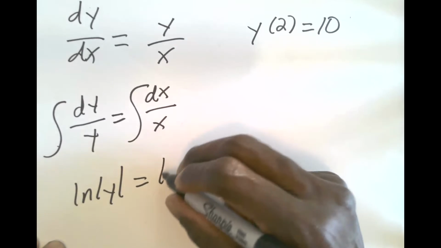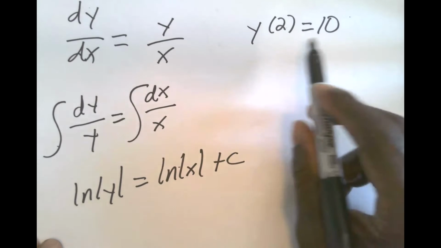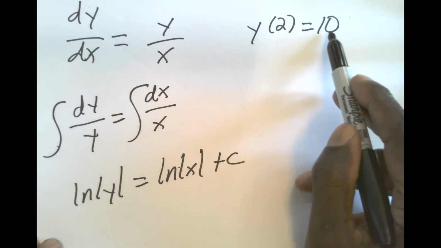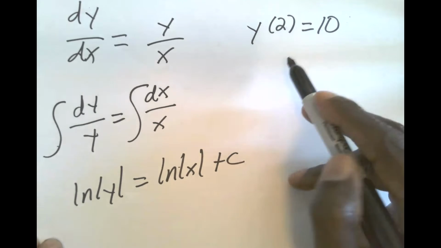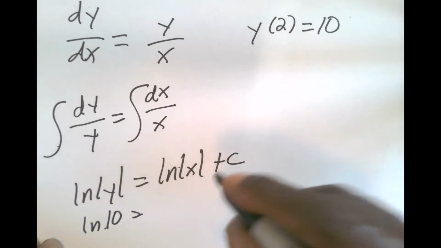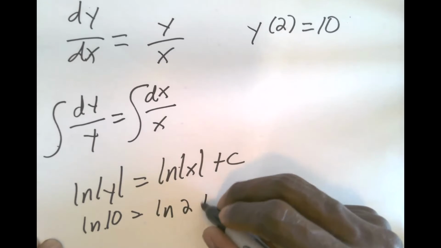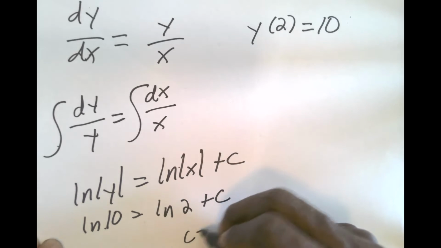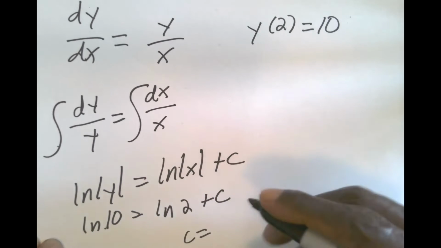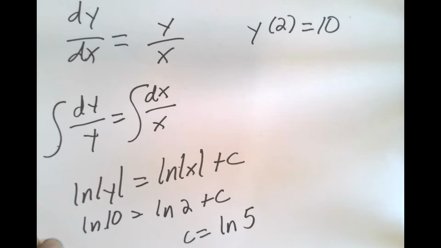dx over x is ln x plus some constant. And so let's plug in our initial condition. y is 10 when x is 2. So this will be ln 10, and that will equal ln 2 plus c. And so therefore c would equal ln 10 minus ln 2, which is ln 5. So c would be ln 5.